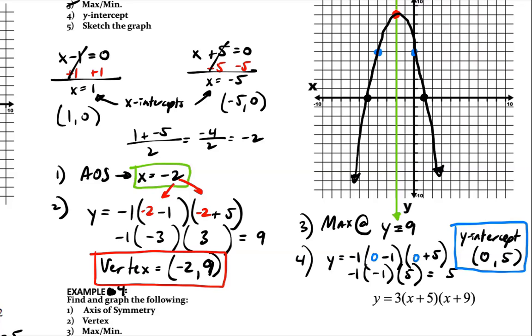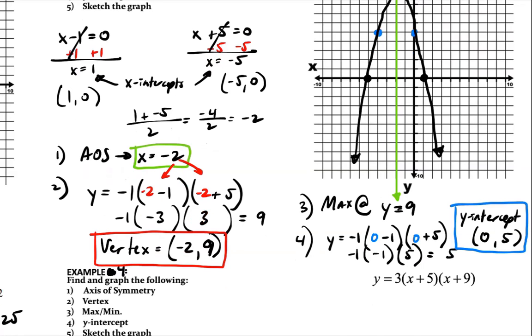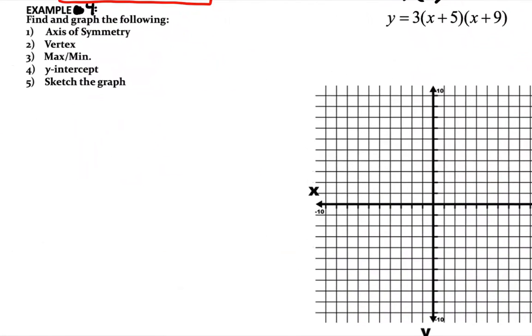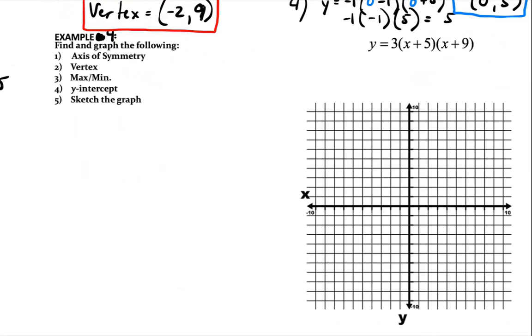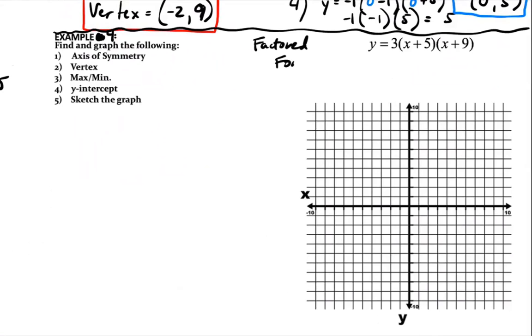Is it in standard form? Is it in vertex form? Is it in factored form? Once you know that, then just follow the steps. This one's pretty obvious because it's in factored form, like we just did. But it's not always going to be obvious, so you've got to be able to tell. Since this one's in factored form, let's write that down. It's got 2 parentheses. That's usually the giveaway: if it has 2 sets of parentheses, it's probably factored form.